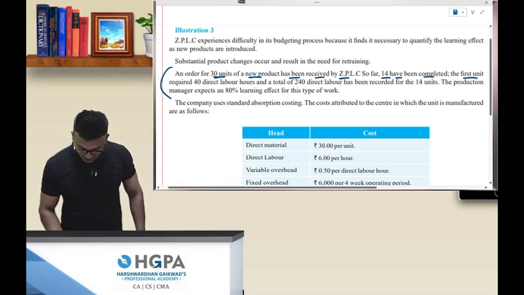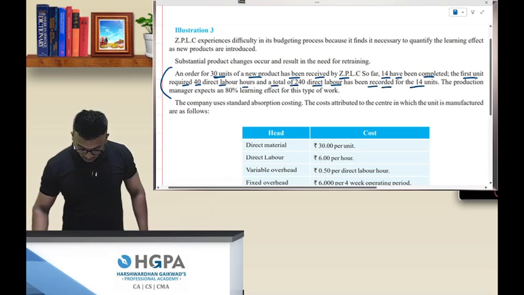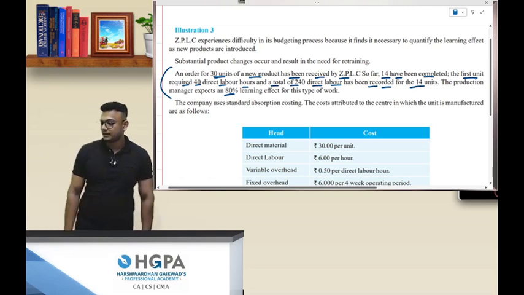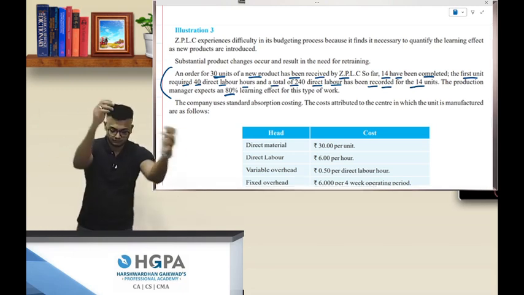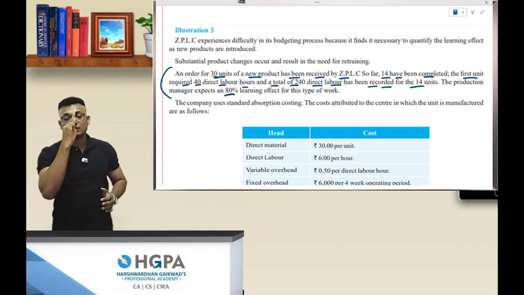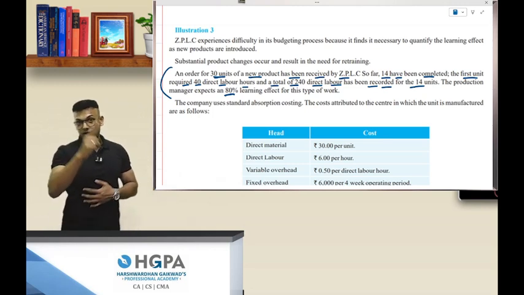The first unit required 40 direct labor hours, and a total of 240 direct labor hours has been recorded for 14 units. The production expects an 80% learning curve. One sec. I'll go slow over here. What has happened till now? So, number 1, an order of 30 units has been received. Can I say this is the first order? There might be many orders, okay? But the first order is of 30 units.